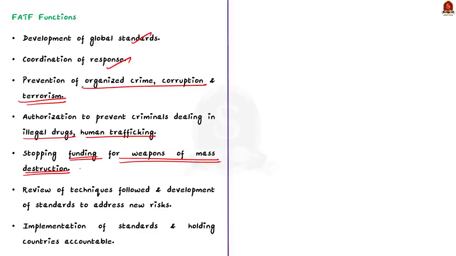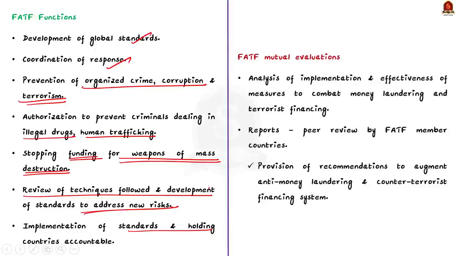The FATF reviews the money laundering and terrorist financing techniques and continuously strengthens its standards to address new risks. It also monitors countries to ensure that they implement the FATF standards fully and effectively. And the FATF also holds these countries, that is the member countries, accountable for these measures. Now, having gone through the basics, let us move on to the FATF mutual evaluations.